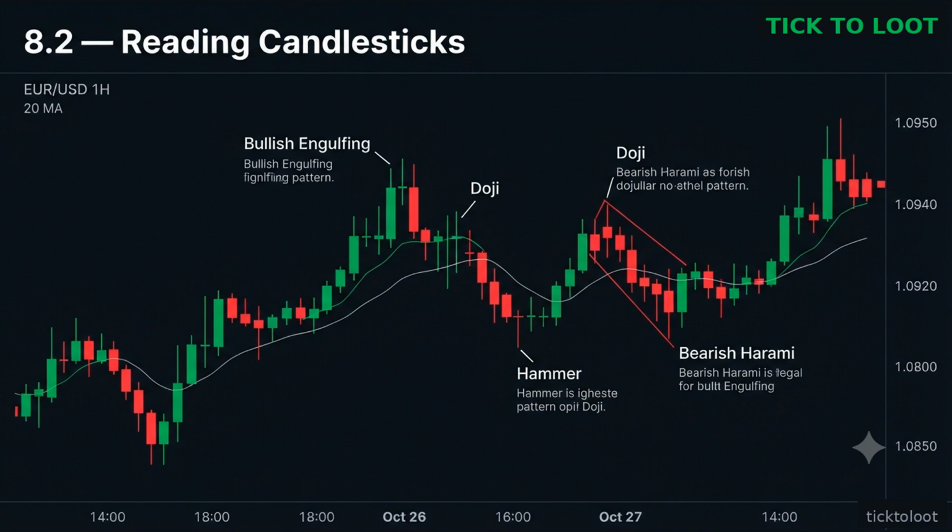Today we are on Lesson 8.2 of Unit 8, Price Action Trading. In this lesson, we're going to cover the basics of reading candlesticks, including what they mean and how to interpret them. By the end of this video, you will understand how to read candlesticks like a pro and apply this knowledge to your trading. Let's get into it.